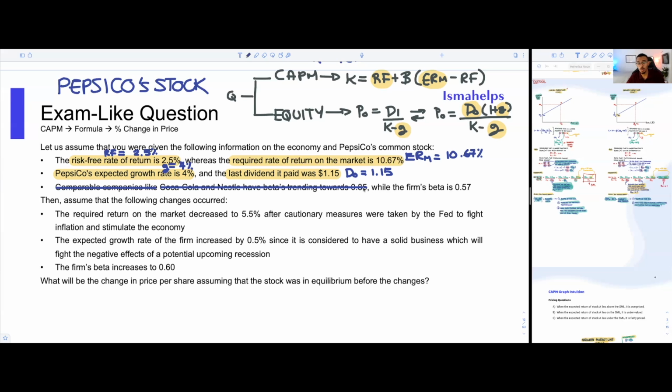Then they tell you that the firm's beta is 0.57. In this case, if you put it in perspective, well, what firm are we talking about? What has been the subject of this question? Well, the subject of the question has literally been PepsiCo and the general economy. So in this case, we know that the firm really relates to PepsiCo, and the beta of PepsiCo is equal to 0.57. So beta of PepsiCo is equal to 0.57. And this is great news because now, once again, we have everything we need to solve for K under the current state of the economy.